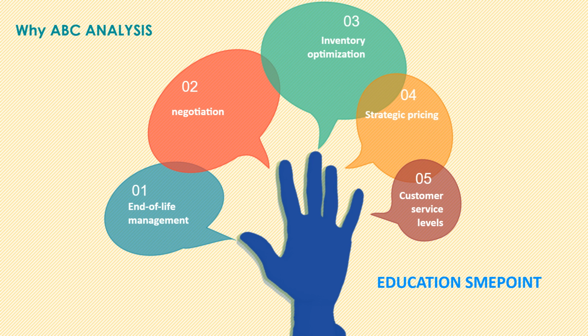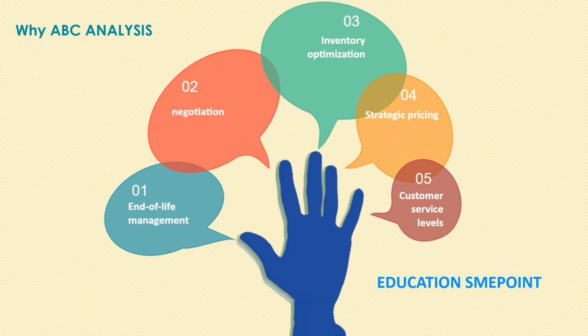Negotiation. For Category A products sourced, it is understood that 70 to 80% of the money is about to be invested in those suppliers. Negotiation is always a must. Saving more on Category A products can bring more profits to your business.